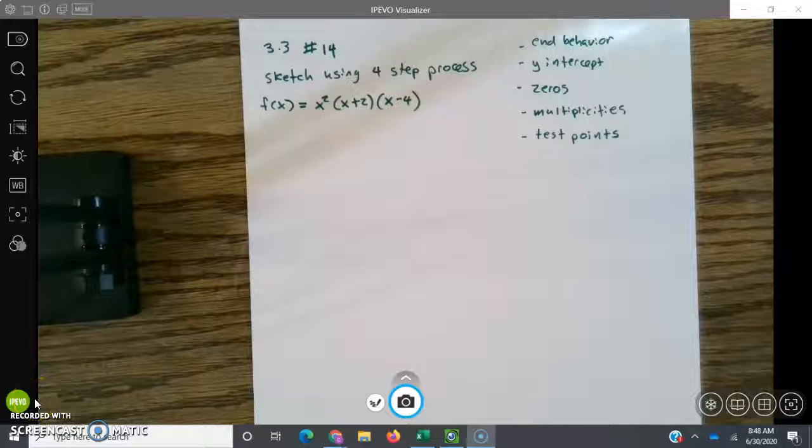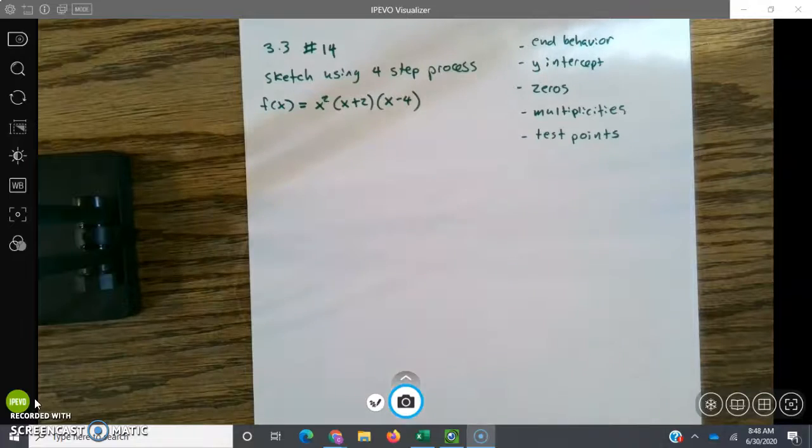Hi class, today we're going to look at 3.3 number 14. So we have this polynomial and we want to sketch it. We're going to use a four-step process for doing that: end behavior, y-intercepts, zeros with their multiplicities, and test points. First off, let's talk about end behavior. To know end behavior, we need to know the degree of the polynomial.